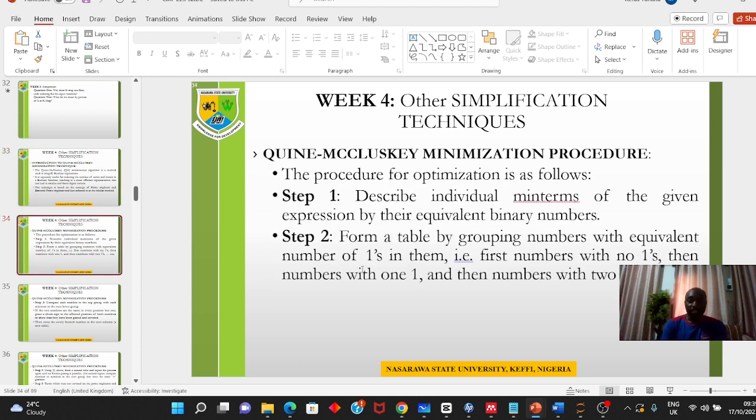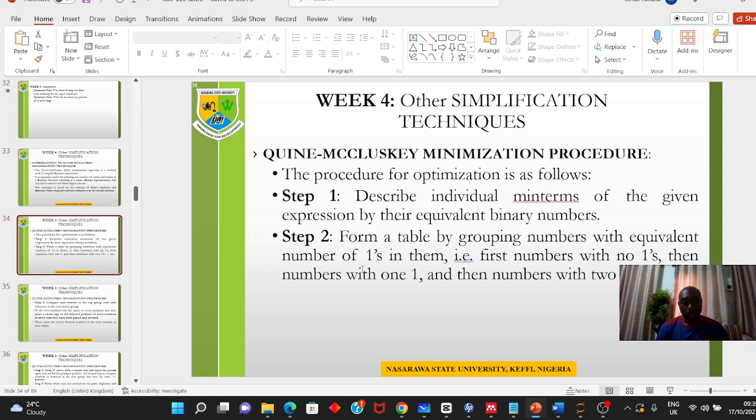So the minimization procedure. The procedure for optimization is as follows. We have step one. What you'll be doing in step one is to describe the individual minterms of the given expression by their equivalent binary numbers, right?